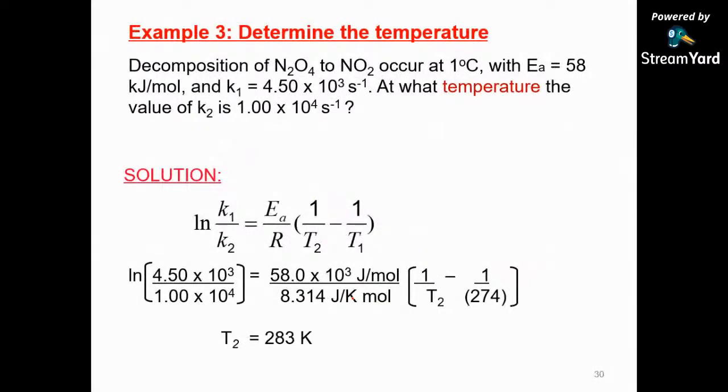Okay, temperature, this is what I say, determine the temperature. So you just write down the formula, substitute, and then get the final answer with unit. There are 5 possibilities. I repeat again, the question can ask you K1, K2, Ea, T2, T1, or the ratio of K1 to K2. Also can.